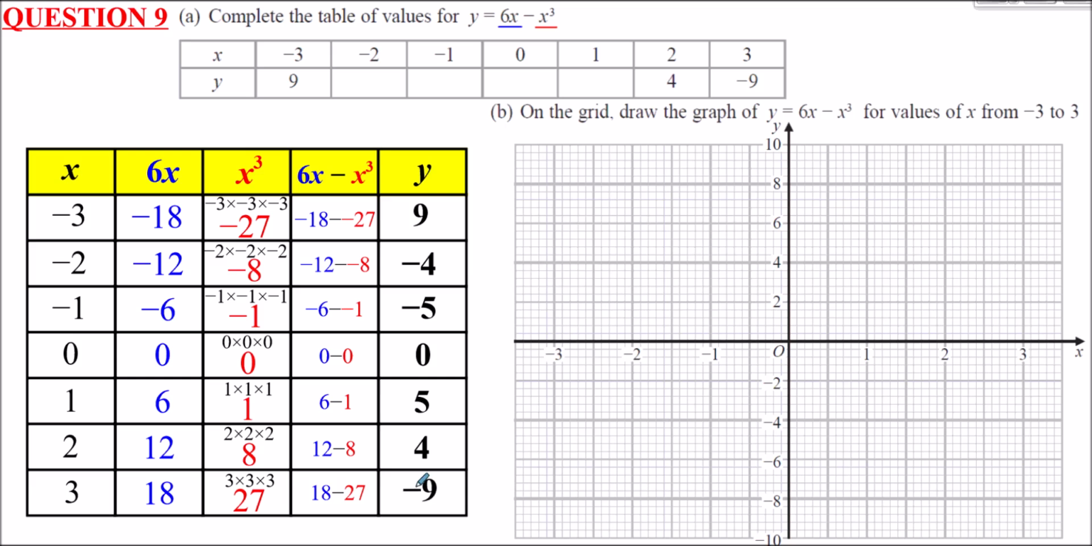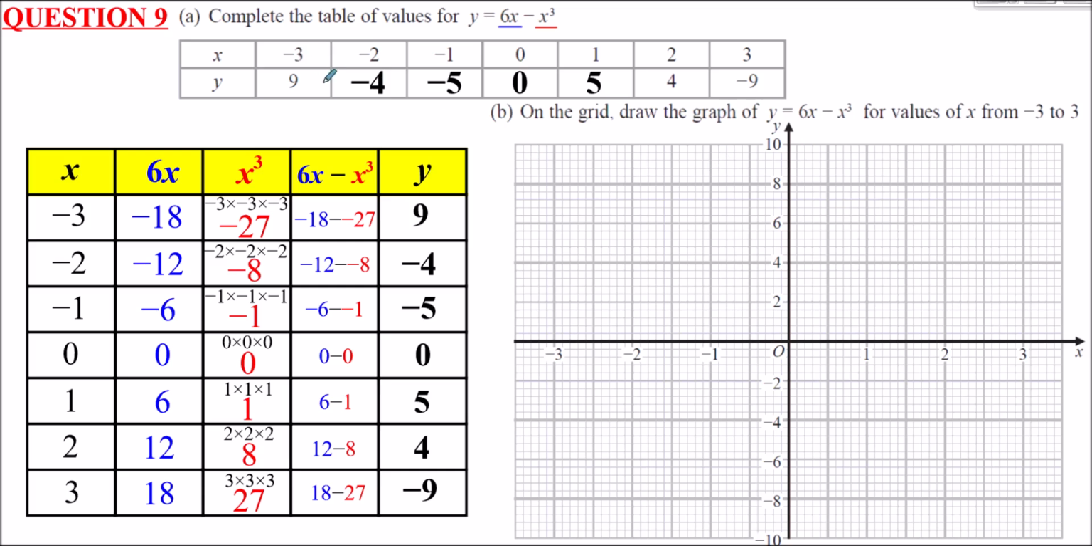So the key points we want to add in here are for minus 2, minus 1, 0, and 1. So we're going to add these points into the table: minus 4, minus 5, 0, and 5, like so. So that's part A complete. Part B is then actually plotting these onto the grid accurately and drawing the graph with a smooth curve going through each and every point.